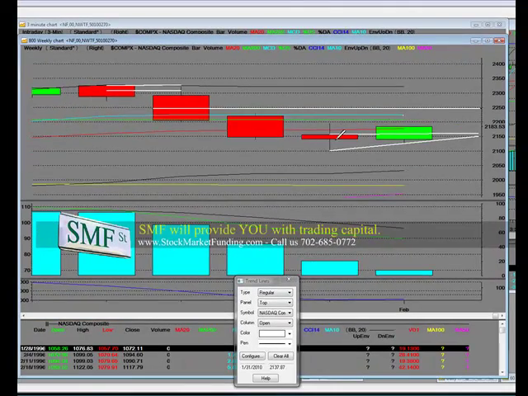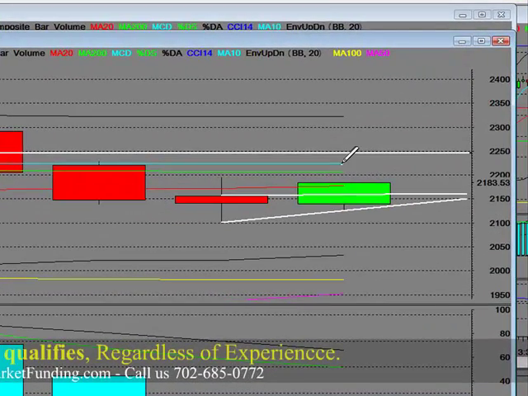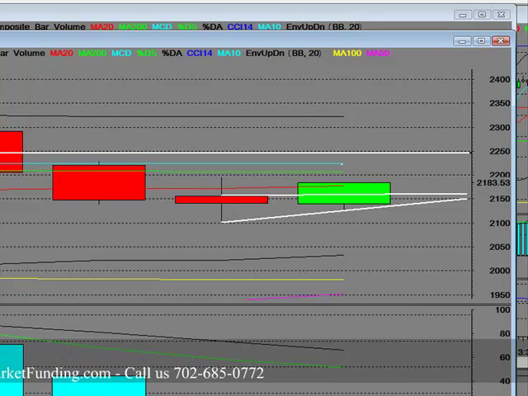So this is an attempted reversal. And I'm going to show the Nasdaq 100 in a separate tape, which is 100 stocks that's related to the Nasdaq Composite. You've been given a gift.